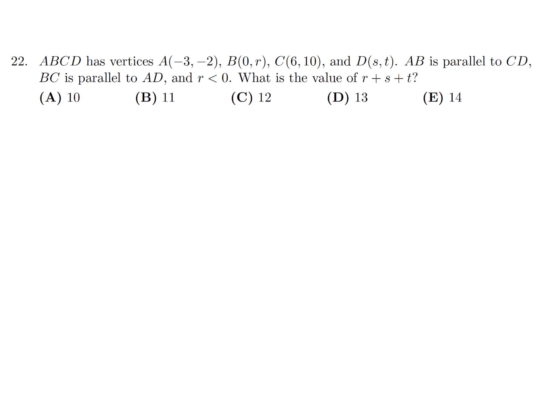ABCD has vertices A, B, C, and D. AB is parallel to CD. BC is parallel to AD. R is less than 0. What is the value of R plus S plus T?